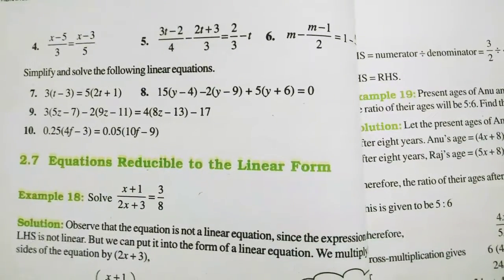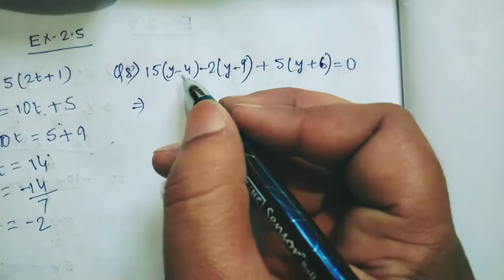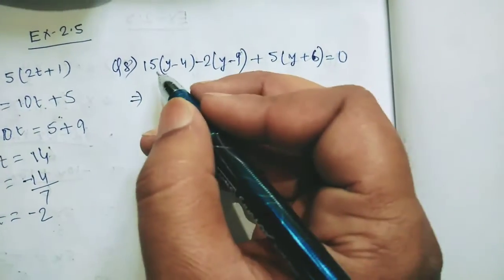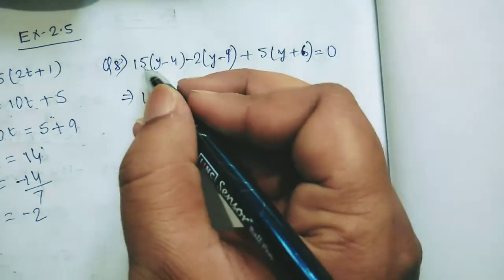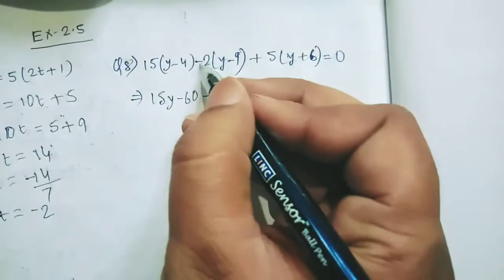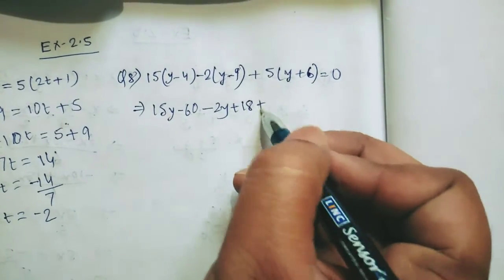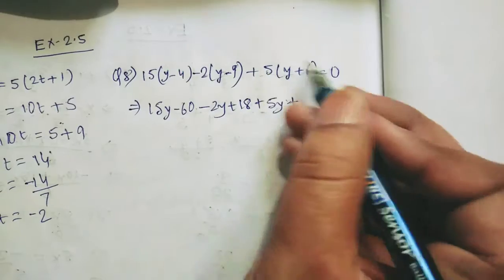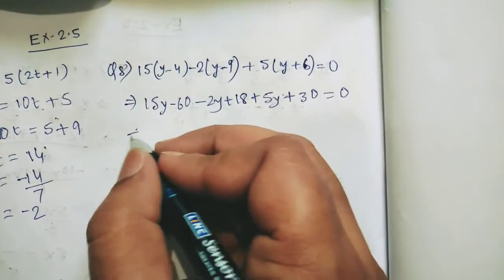Now question number 8, let's see. Here in question number 8, let's do it. 15(y minus 4) minus 2(y minus 9) plus 5(y plus 6) equal to 0. So we'll multiply all the numbers. 15y minus 15 times 4 is 60, minus 2y, then minus minus will be plus, remember all these things, 2 times 9 is 18, then plus 5y, then plus 5 times 6 is 30 equal to 0, in this way, okay.